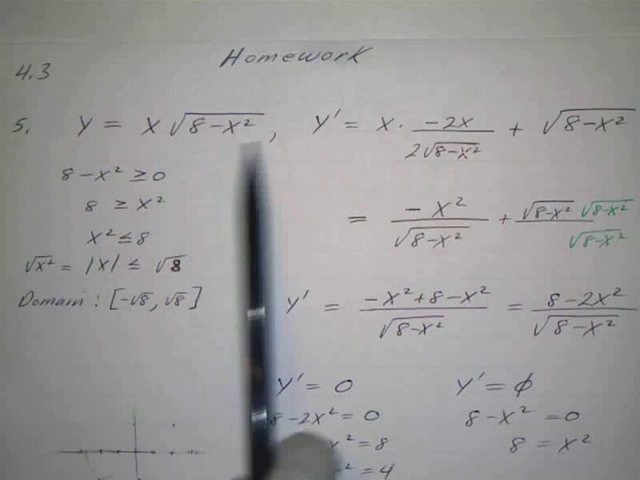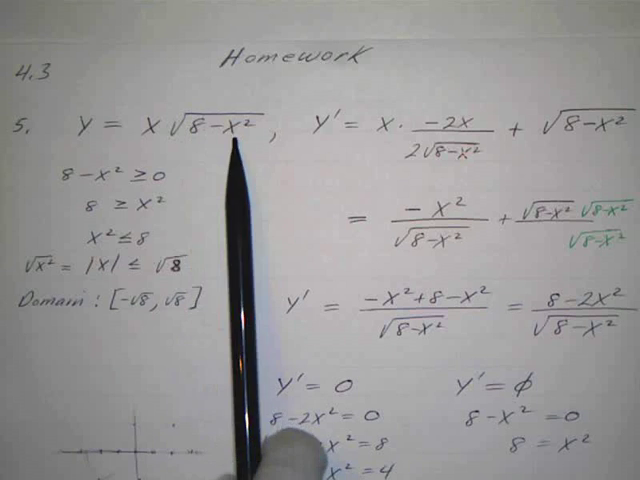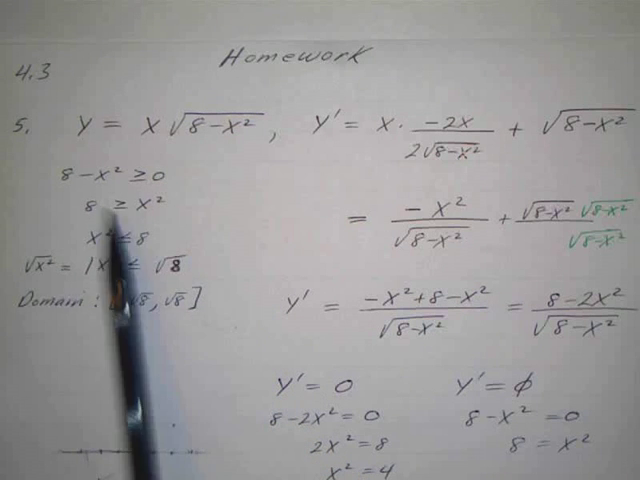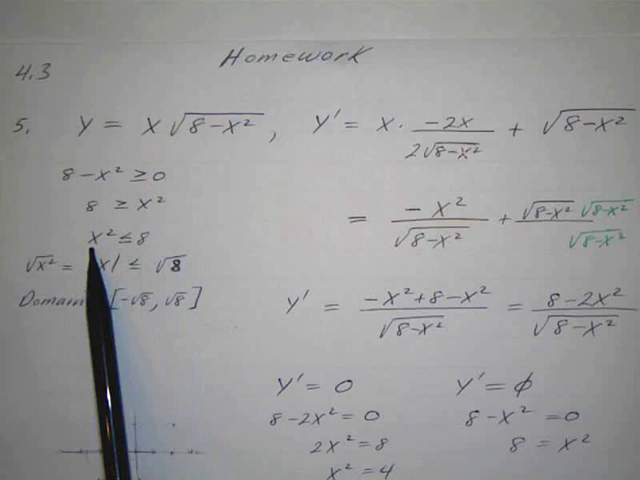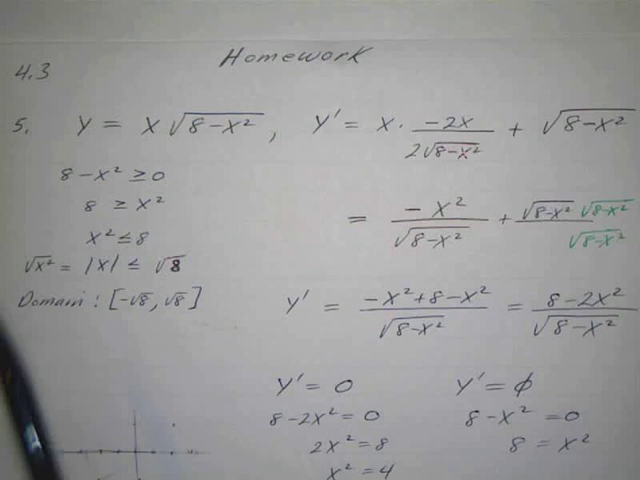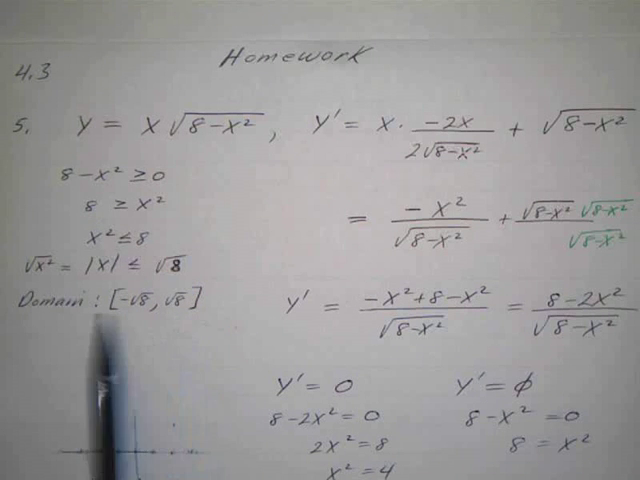And remember, we know that the 8 minus x squared, the radicand, must be greater than or equal to 0. It can't be negative. And that's going to give us our domain. We add x squared to both sides, and then take the square root of x squared, which is the absolute value of x, less than or equal to the square root of 8. So actually this is our domain.